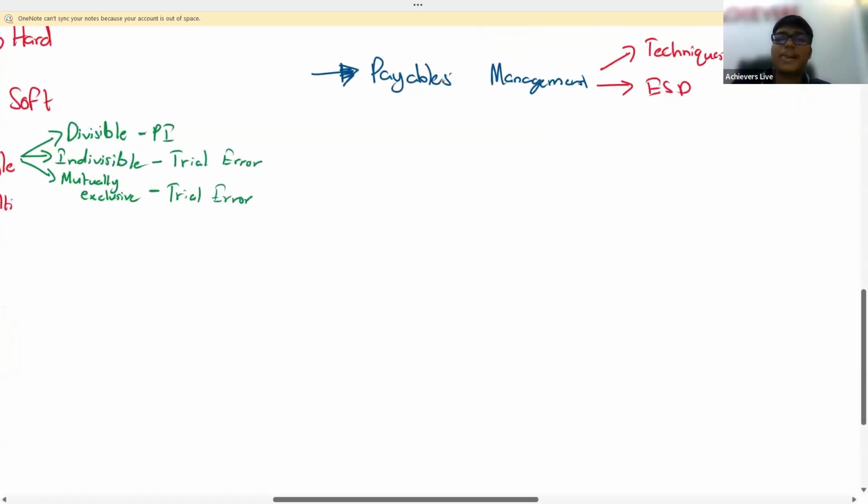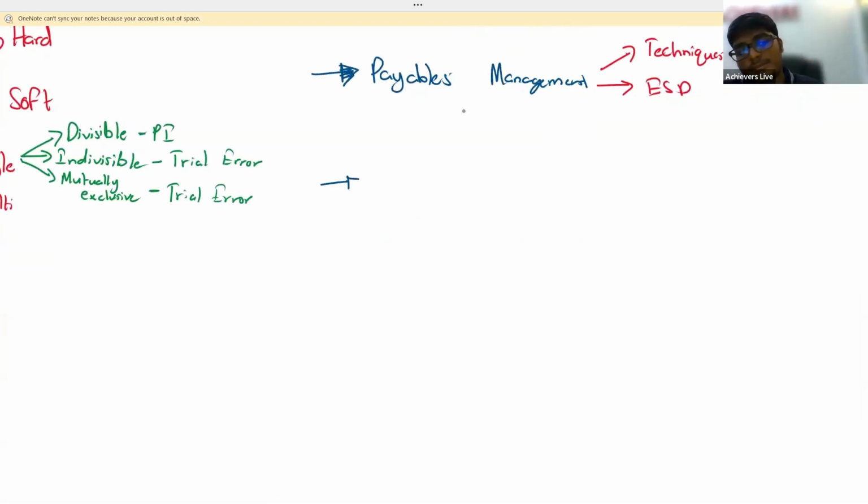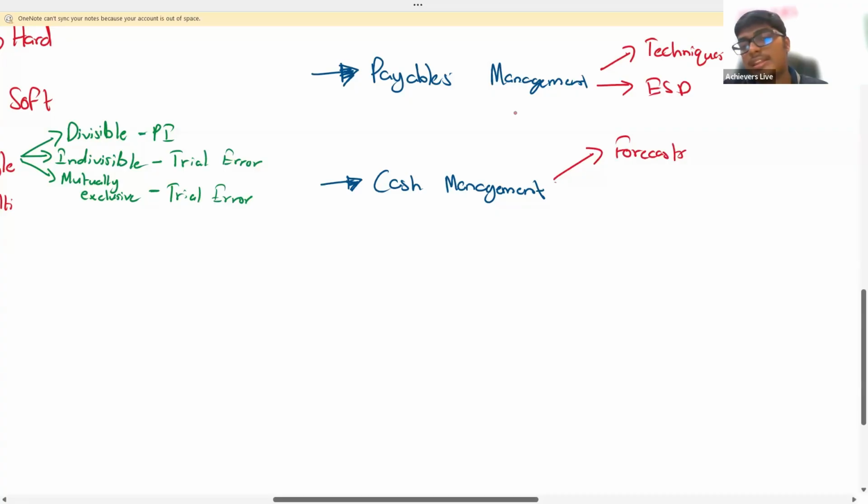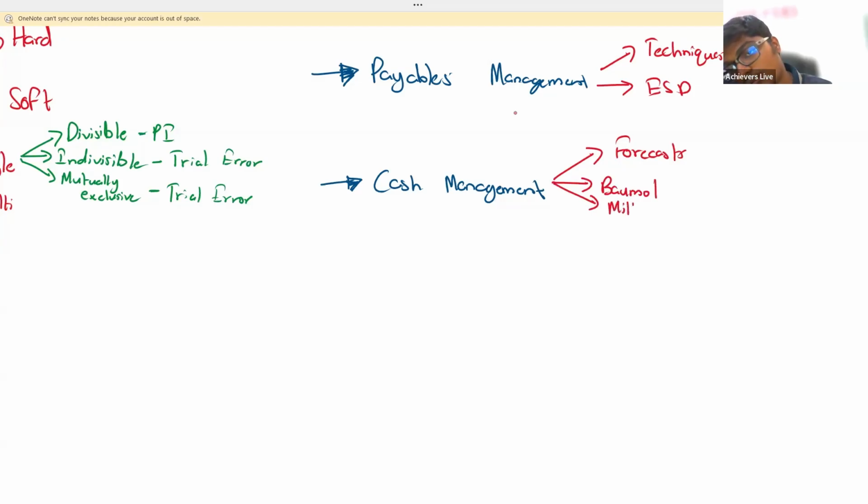Final area is cash management. How do you manage cash? Methods of cash management. First one, cash flow forecasts. A forecast can be made. It could be a cash flow budget, a statement of financial position, or a cash flow statement. Then you have the Baumol model and the Miller model.